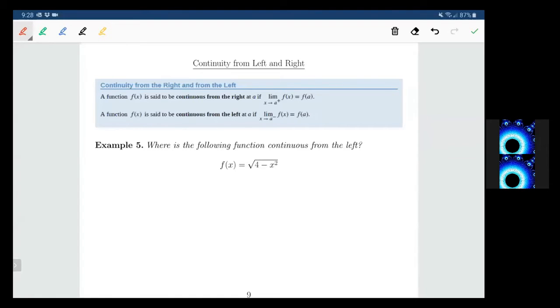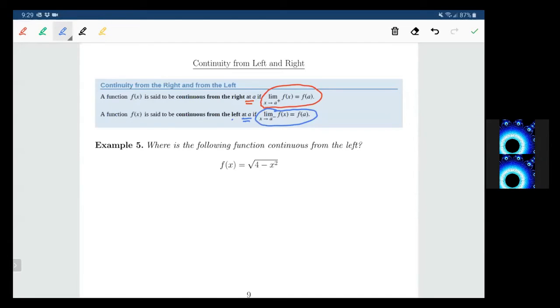We can examine continuity from the left and the right just as we can examine limits from the left and the right. So a function will be said to be continuous from the right at a if we can say the limit from the right of f of x is equal to the function value at a. And conversely, it'll be continuous from the left at a if the limit from the left of f of x is equal to the function value at a. So let's do an example of this.